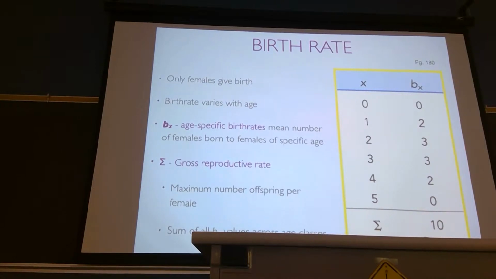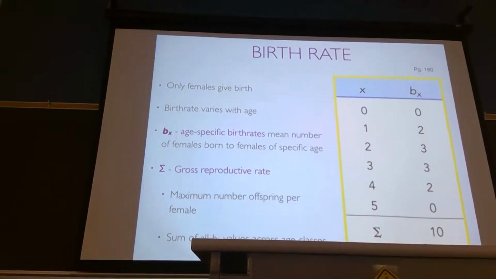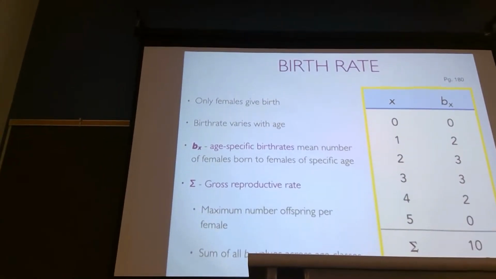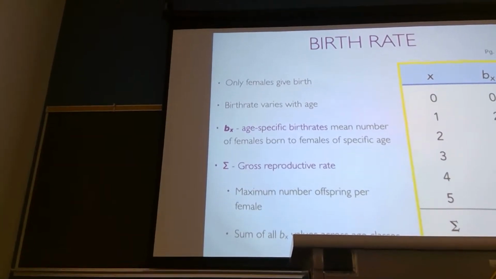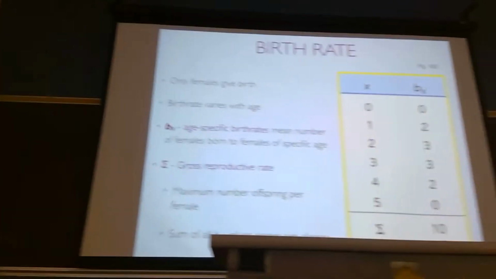The other thing that plays into life tables and into population growth rate then is the birth rate of a species. For birth rates, we are only concerned with the females in the population. Some of the life tables are like, this is a life table of female antelope, because only the females can give birth, and this is BX.